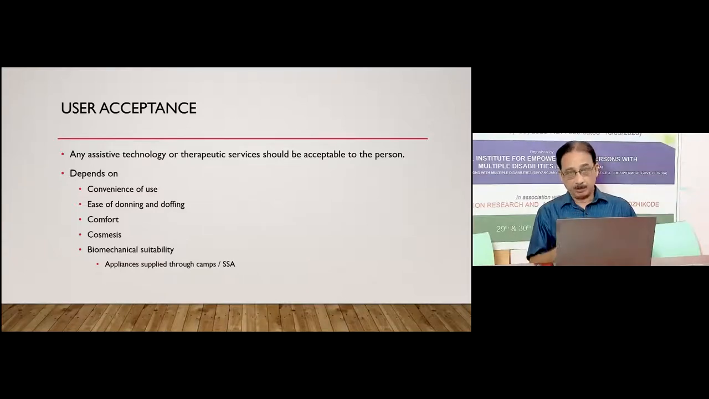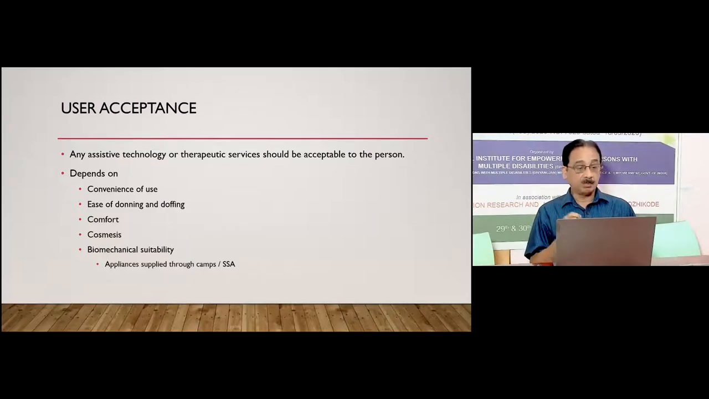Then the next point is user acceptance. Whatever therapy or whatever orthosis or prosthesis you are prescribing, the patient should be accepting it. And this patient acceptance depends on many factors like convenience of use, ease of donning and doffing, that is wearing the prosthesis, removing it, or wearing the orthosis and removing it, and comfort of using the appliance, and also cosmetic concern, how it looks to others. You see, many people, especially youngsters, not only youngsters, even old people like myself, we are all concerned about cosmetic approach. That is why we put powder on our face, comb our hair, wear an ironed shirt and all, because cosmetic concern is important for all of us. So this is also important for a person with a disability having to use an orthosis or a prosthesis.